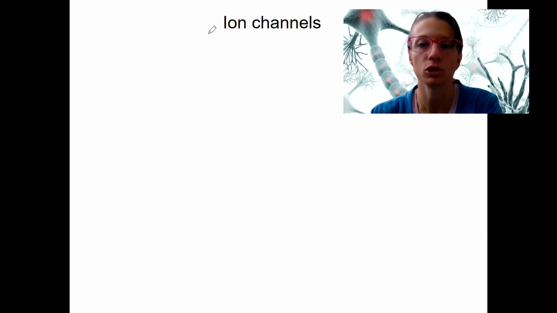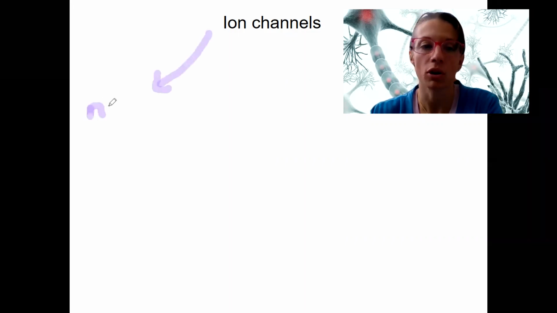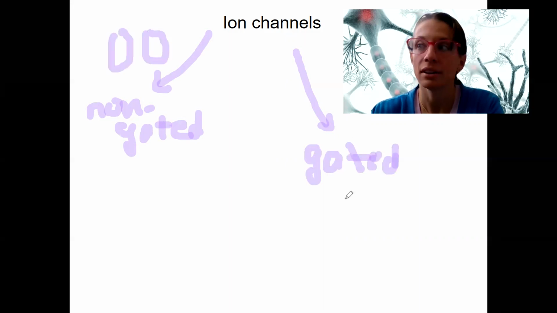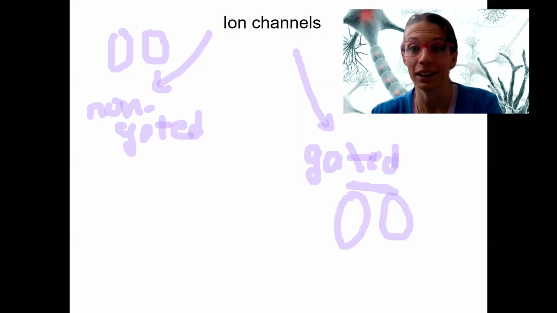So ion channels fall into two categories that you already know: non-gated, so just always open, and gated. This part should be review. Non-gated are just always open. Gated, a simple way of drawing this, would have some sort of gate, like that. Another word for non-gated is leak, because they're always leaking since they're always open. It's like having a leaky, dripping faucet.